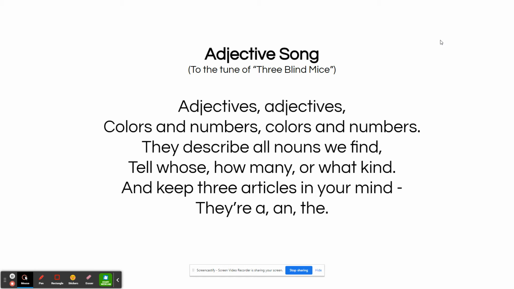They're A and the. So, everyone remember, as we're diagramming today, adjectives describe nouns or pronouns. So Harvey and everyone, we're going to diagram those adjectives and articles under the noun. All right, ready for the first one?